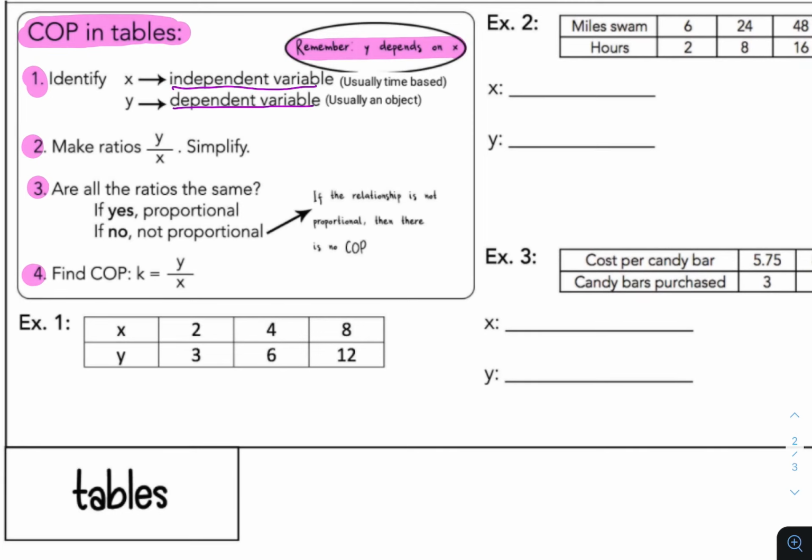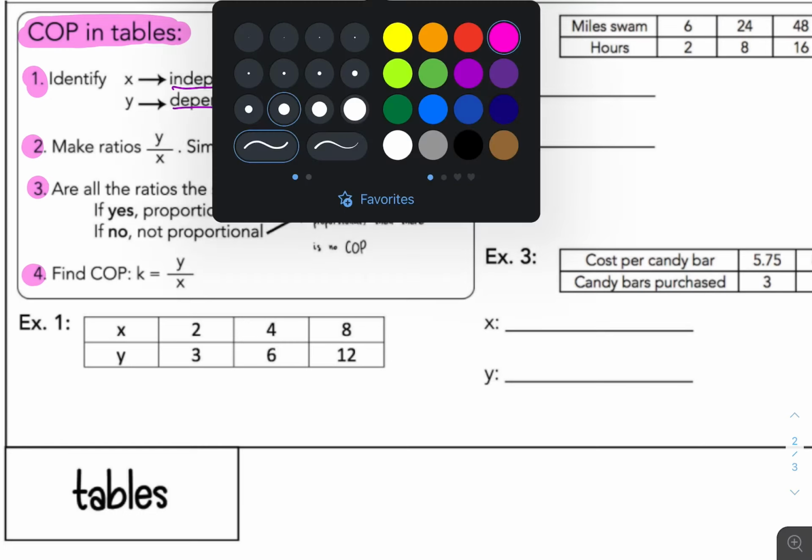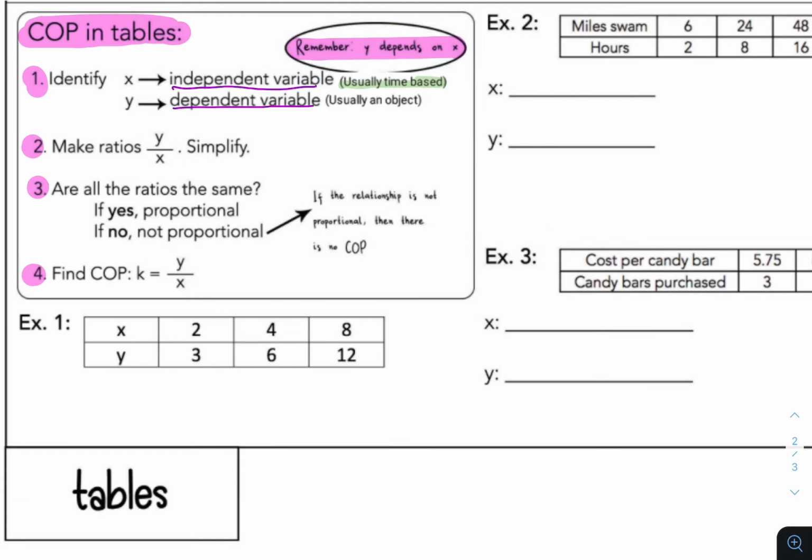If you earn $10 an hour and you work 6 hours, you'll earn $60. Now, the independent variable is most typically time-based. Usually has something to do with time. Years passing, hours passing, something like that. And our dependent variable is usually an object. So like pants, shirts, pens, something like that. Now this part here where it says make ratios, y over x, we know better. We know that that is saying find k, because we're doing a constant of proportionality.